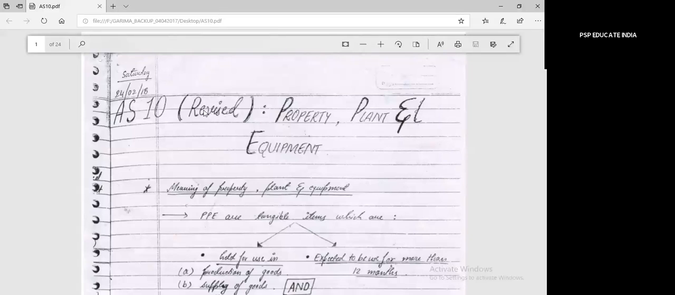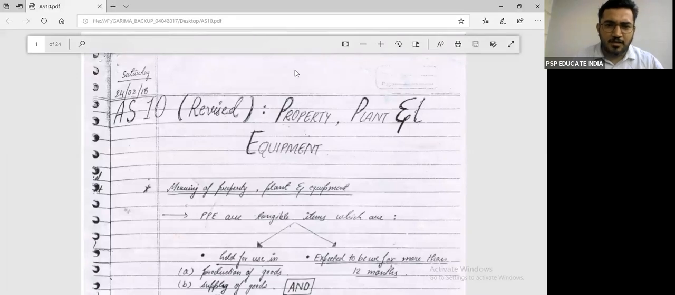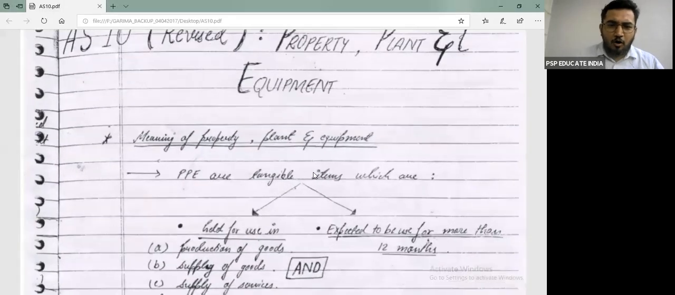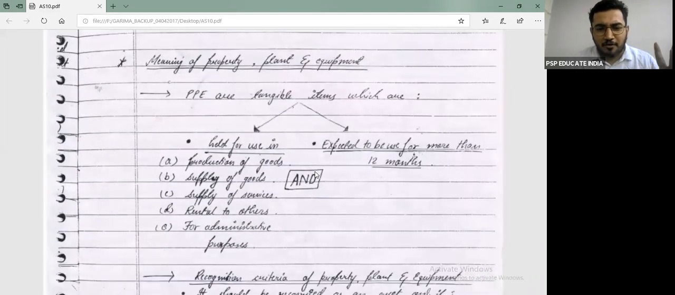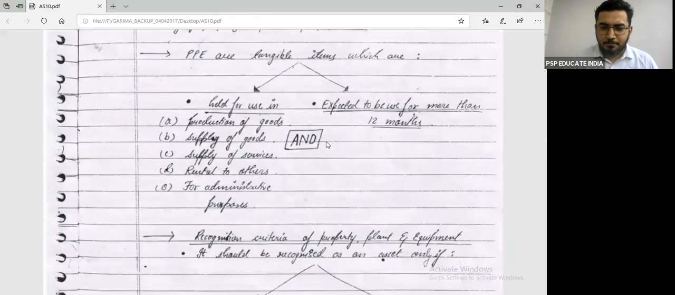We are doing Accounting Standard 10, the heading of which is Property, Plant and Equipment. The first point says, what is the meaning of property, plant and equipment? So PPE are tangible items which can be held for use for 5 things: production of goods, supply of services, rental to others, and administrative purposes. And on the other hand, it is expected to be used for more than 12 months. When both these definitions are satisfied, that is the time when you can say that this particular item is a property, plant and equipment.